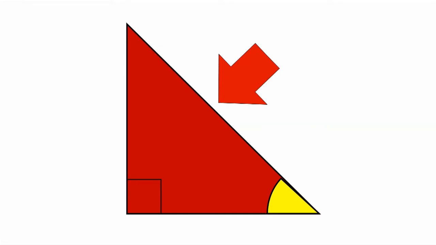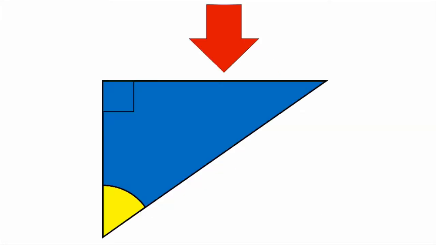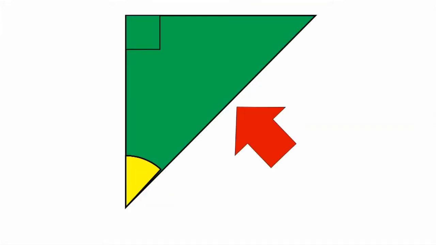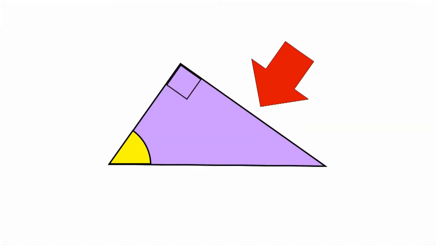That's the hypotenuse. It's the longest side of the triangle. That's the opposite. It's the side furthest away from the angle that we're focused on. That's the hypotenuse. It's the longest side of the triangle. That's the opposite. It's the side furthest away from the angle that we're focused on.